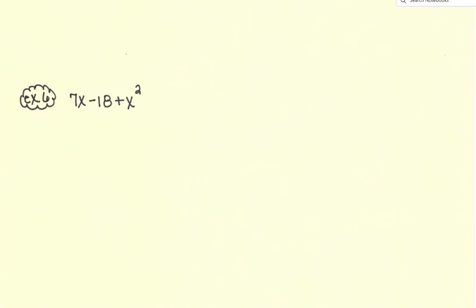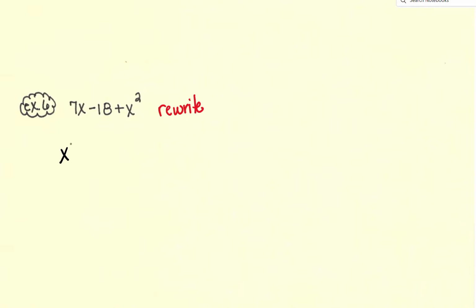Okay, let's look at example 6. This one's a little bit different. On this one right here, first of all, I can't do that. I've got to rewrite it before we try to MAM this. So your x squared has to be first. Your positive, notice I'm keeping that sign, that face with that body. Then your 7x, and then your negative 18. And again, bring your sign with your person.